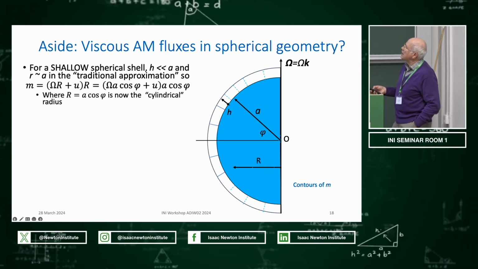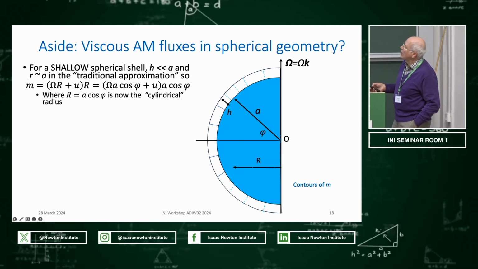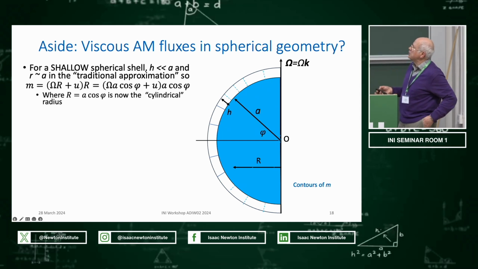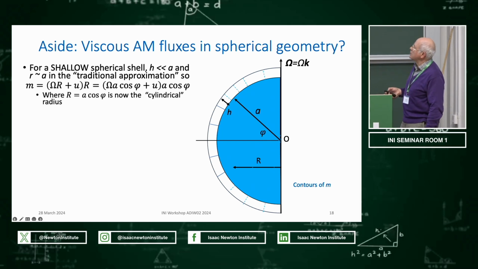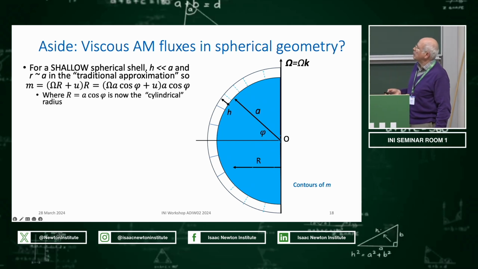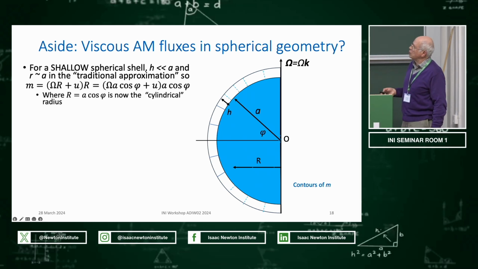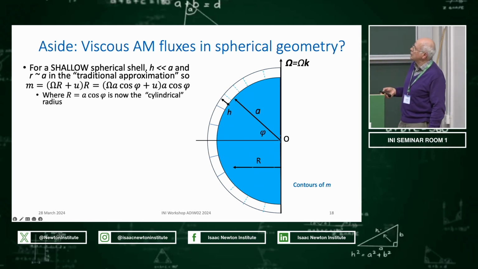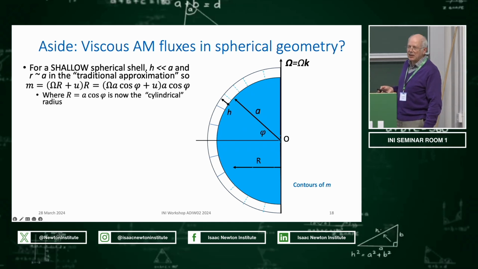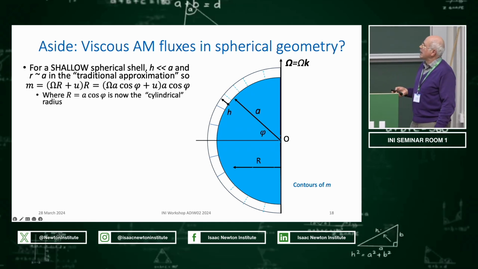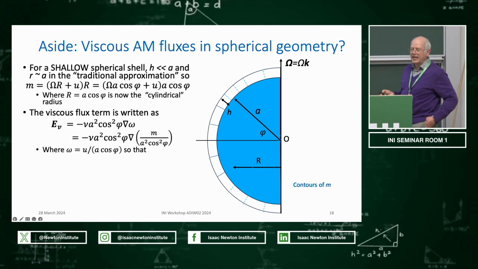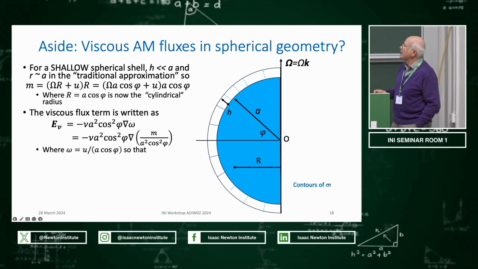meteorologists typically approximate the problem by assuming that the depth of the atmosphere is much less than the radius of the underlying planet. And so in the traditional approximation, we would actually write that m is just equal to omega a cos phi. So we don't take account of variations in the local radius. The radius of the atmosphere is taken to be the same as the radius of the planet, essentially. Now that may seem a fairly innocuous assumption to make.